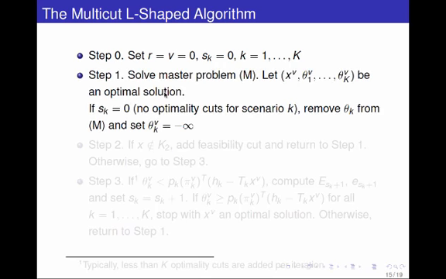Okay, so we have this different counter, and we solve the master problem. Now we have a collection of theta 1 up to theta K variables. Again, if we're in the first iteration, or if we haven't generated yet an optimality cut for the specific Q function, we ignore the theta.